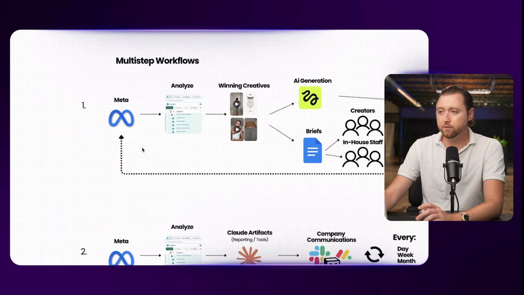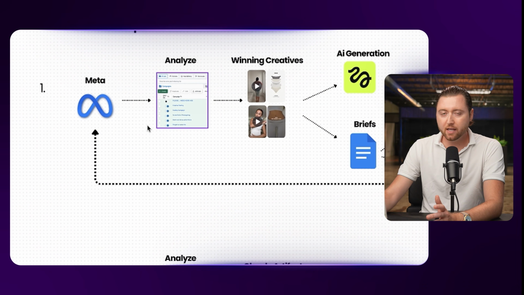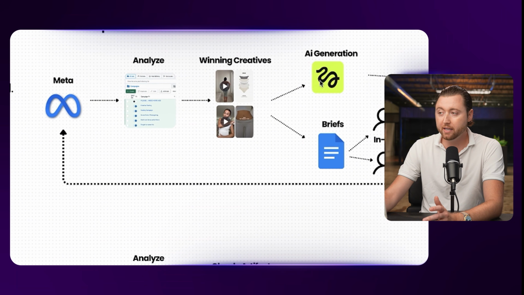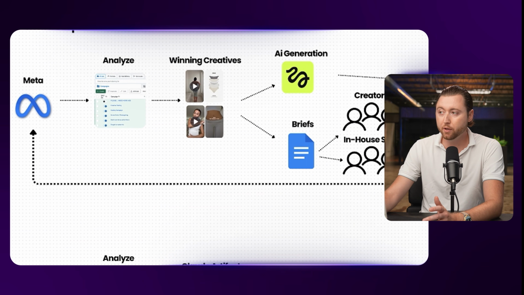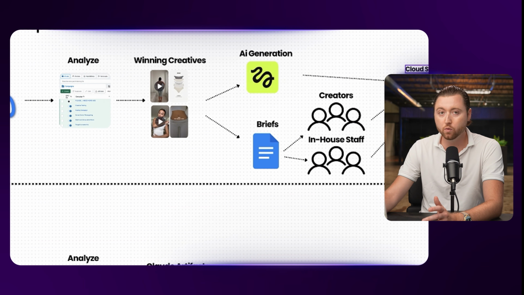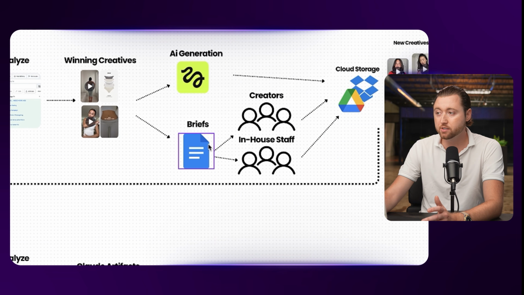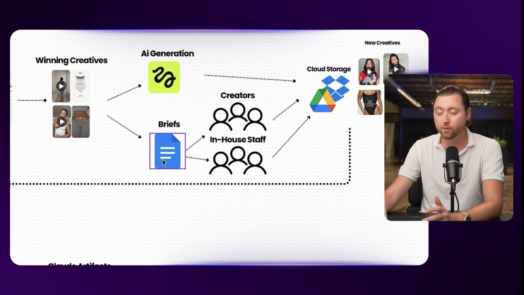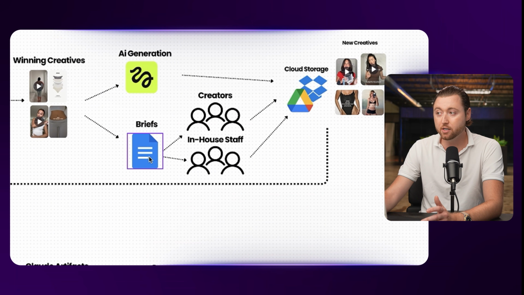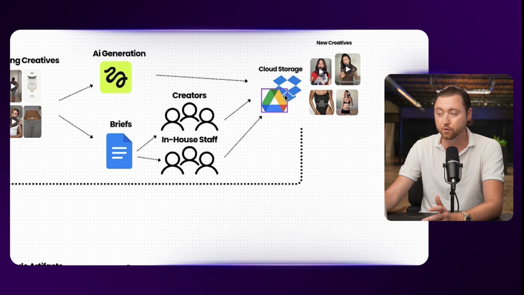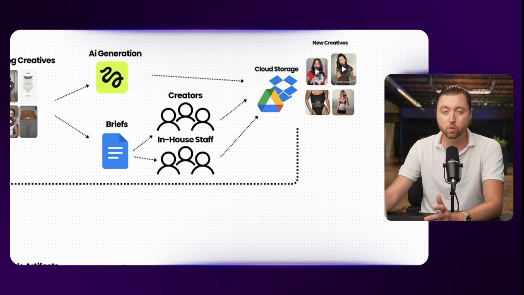And here's just a few of the workflows. You can connect the MCP to Meta, analyze your ad account data, find out what your winning ad images and videos are, generate AI images, and automatically upload those into your ads manager and find out what creatives are working from that and repeat this process. You can also take the winning videos, design briefs around those, generate UGC videos, and even send new briefs to real creators, or just have your in-house staff make the AI version of those videos. And once again, the workflow repeats.